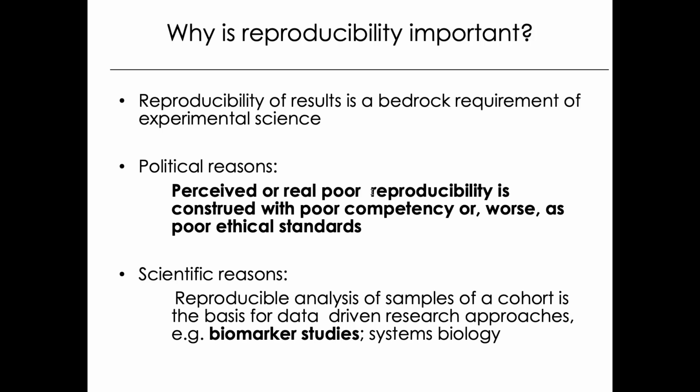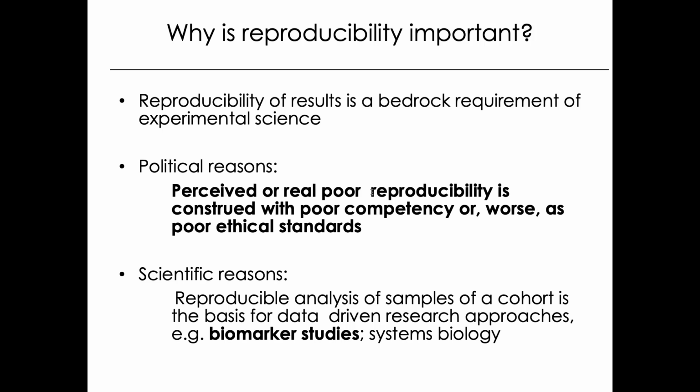Poor reproducibility is construed by many as poor competency, that people don't know what they're doing, or worse, that they cheat. And I think this is the most dangerous part in the political arena, that some might say, well, the scientists don't really know what they're doing, or they are all cheaters, and they just make stuff up to get citations. And this, of course, is very damaging. So I think it's important to think about the issue and try to figure out why things fail, if they in fact fail.